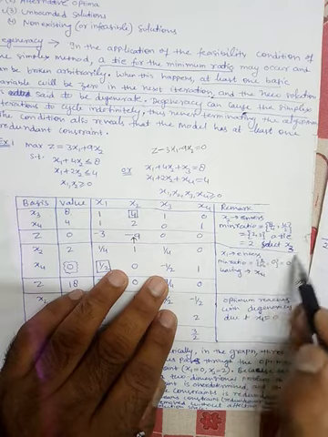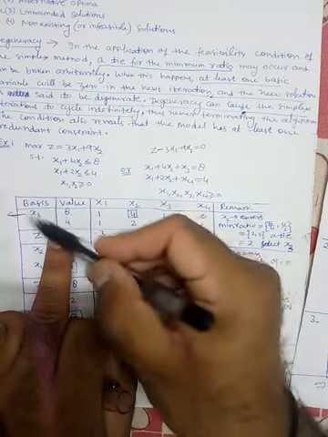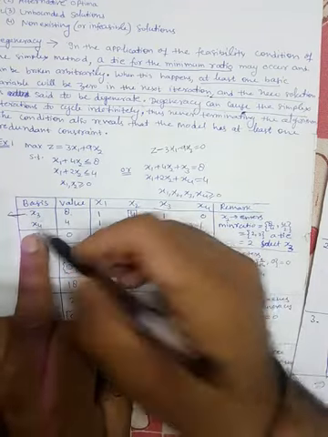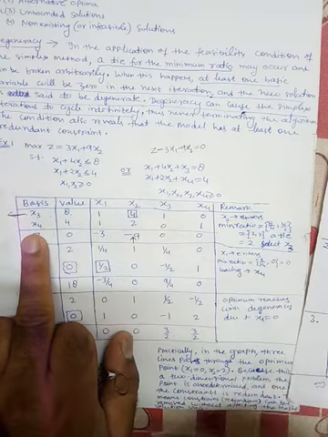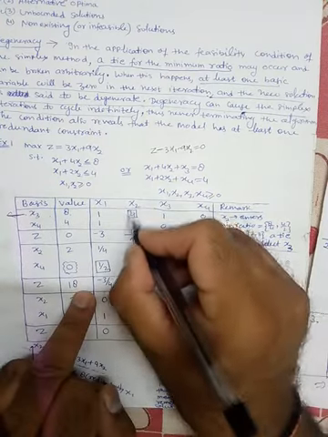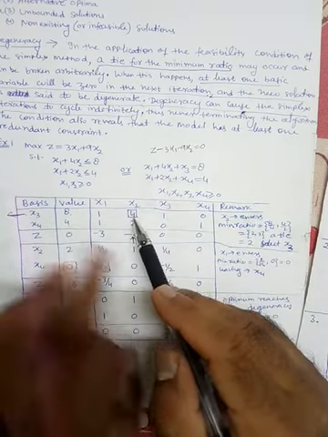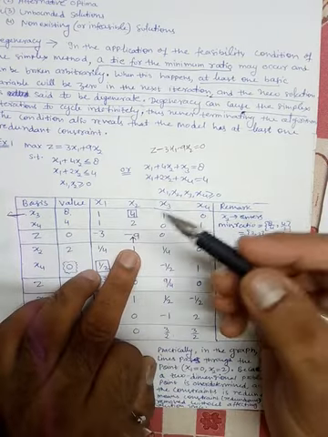And suppose we have selected x3 as the leaving variable. You may also select x4. Suppose you are not interested in x3, you may take x4, because the ratio is the same. So suppose we have selected x3, and hence we can say that 4 is the pivot element. Now do your usual calculation.